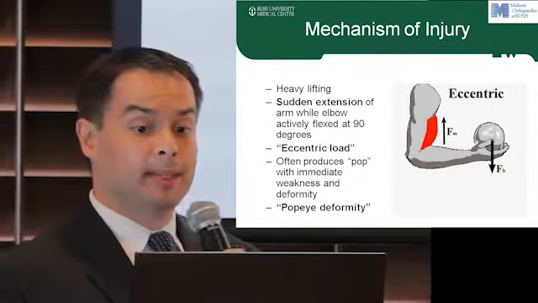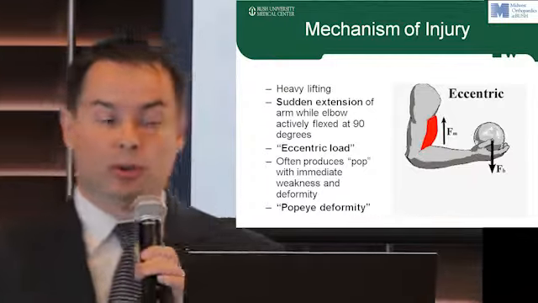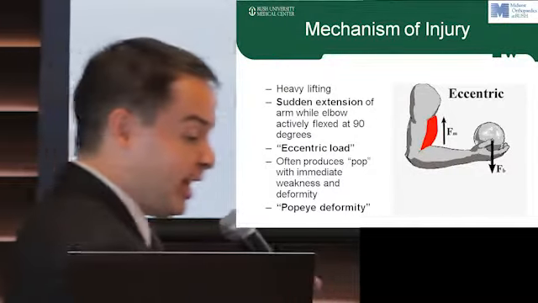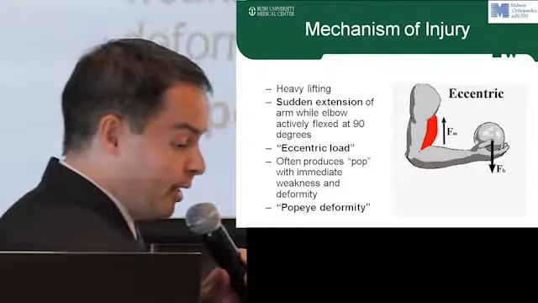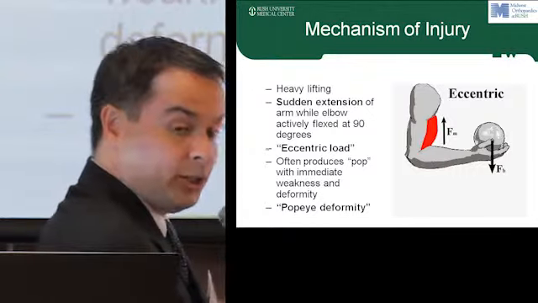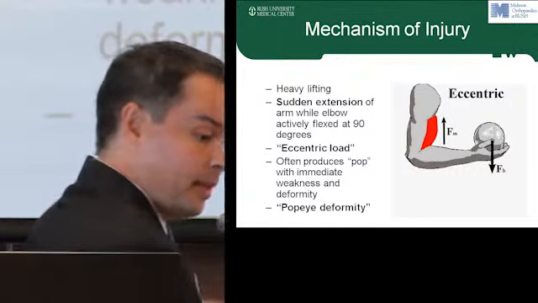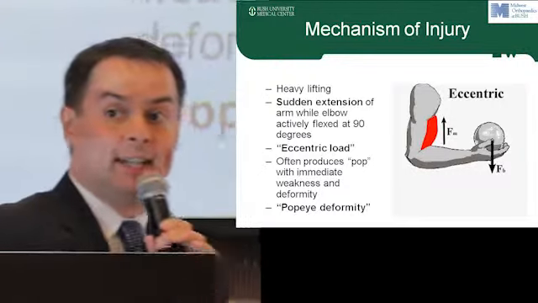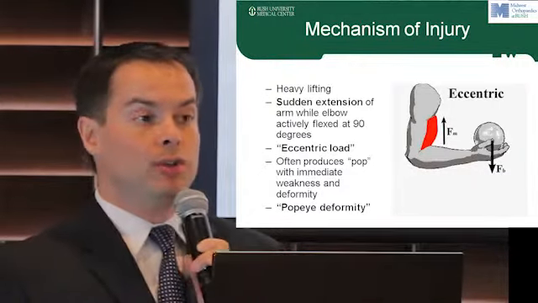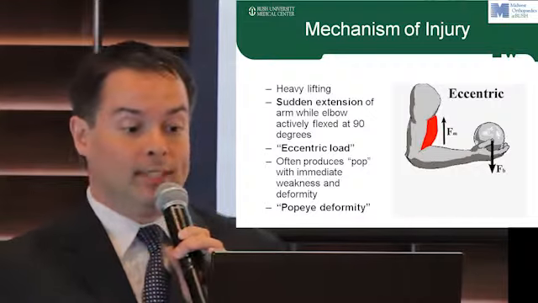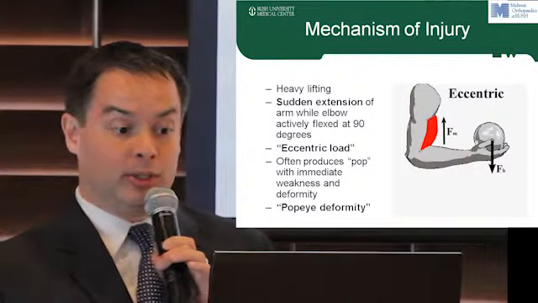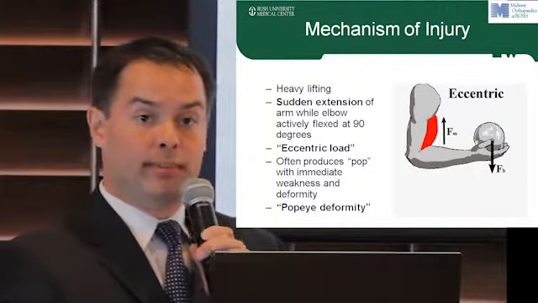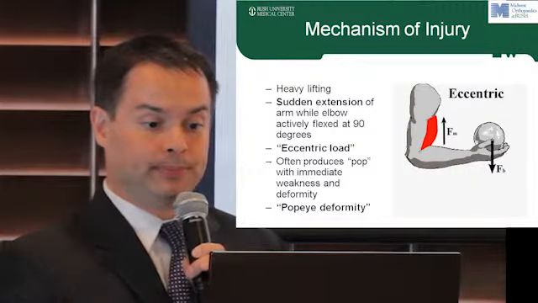With respect to mechanism of injury, most patients will describe lifting something very heavy, and oftentimes too heavy, with their elbow at about 90 degrees. The heavy load then pushes their arm downwards as they're forcefully contracting. So you have an eccentric contraction, which overloads the capacity of the distal biceps tendon. The tendon subsequently ruptures, and then you get a Popeye deformity, which is that proximal migration of the muscle belly.